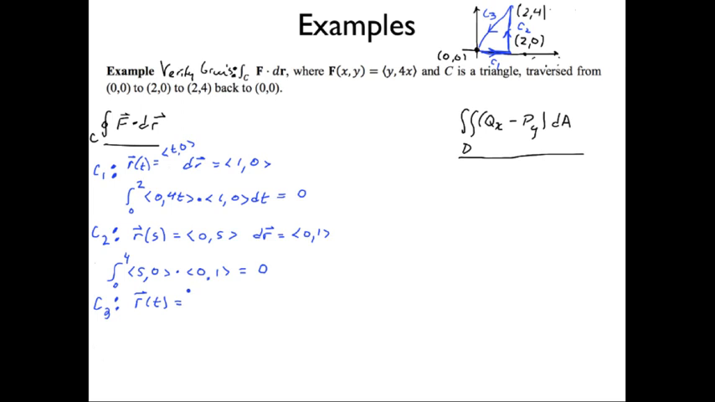Sarah, how did you parameterize that C3? I made x equal to t, and then y was equal to 2t. She did t, 2t. Okay? There are a lot of ways to do it, but this is easy, right? Because it's from 2, 4 down to 0, 0, it's just the line y equals 2x. So this is a nice way to do it.